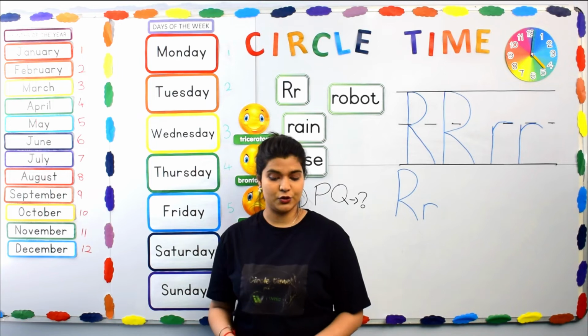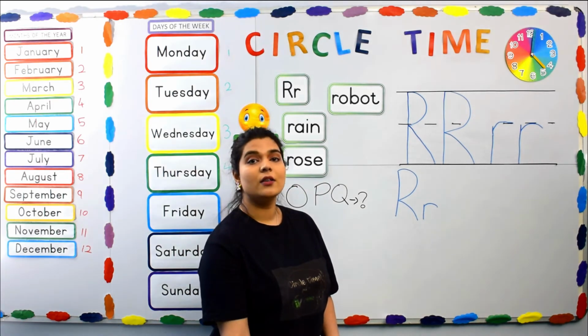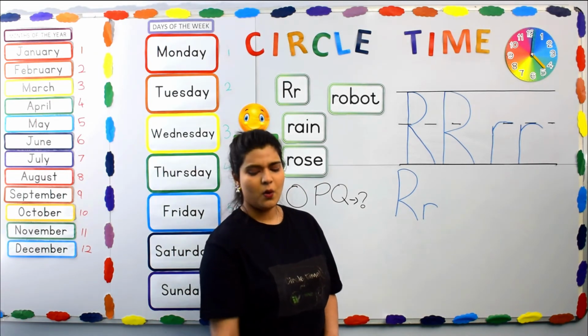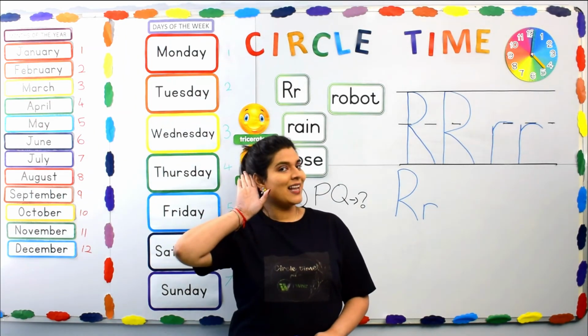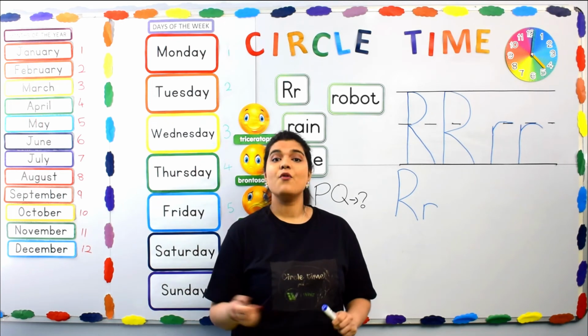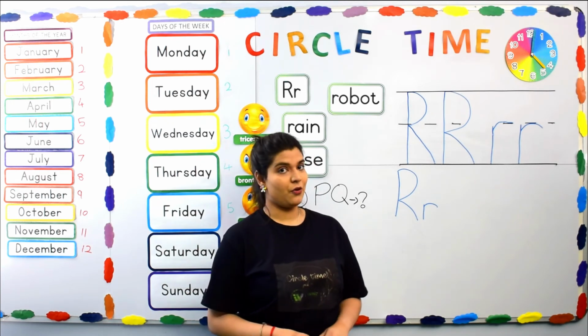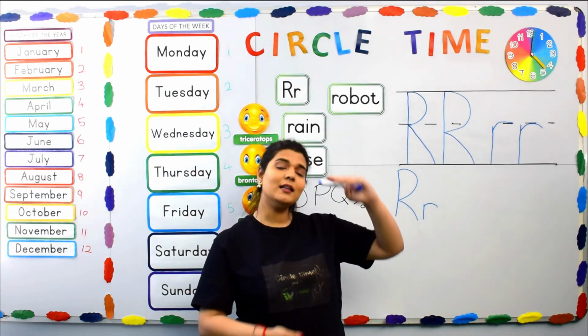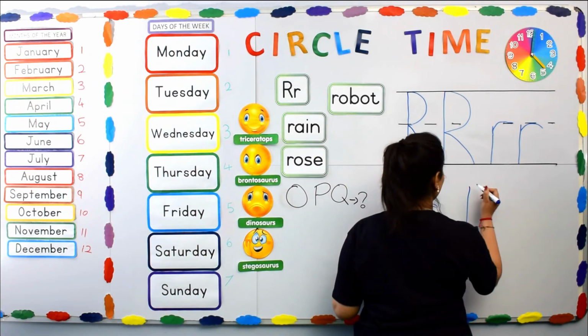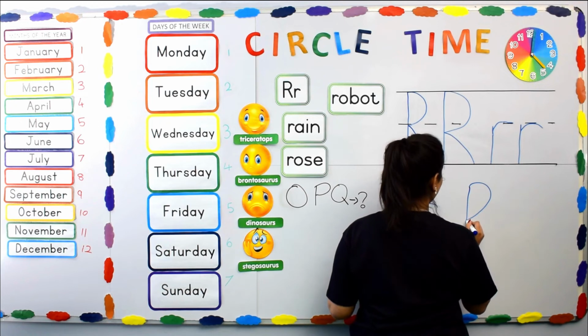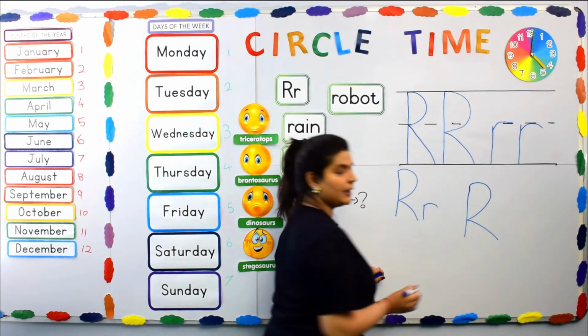We're now going to draw an animal that starts with the letter R. What animal starts with the letter R? Very well done. Rabbit. Let's draw a rabbit using big letter R. We're going to start by drawing big letter R. One, two, three.